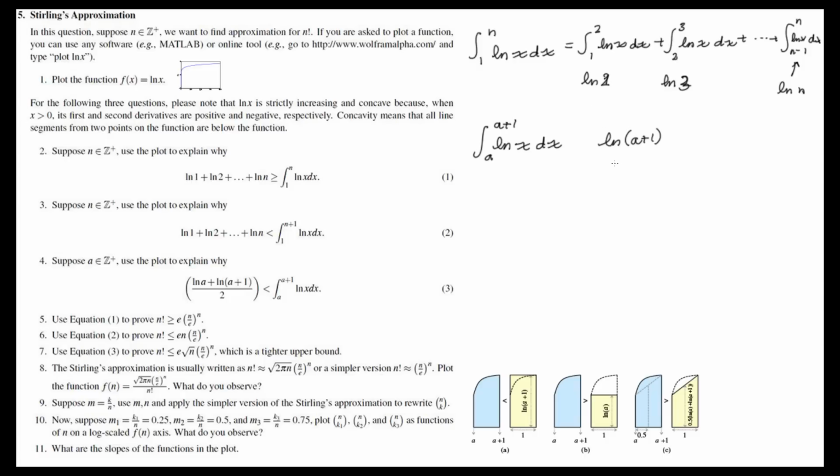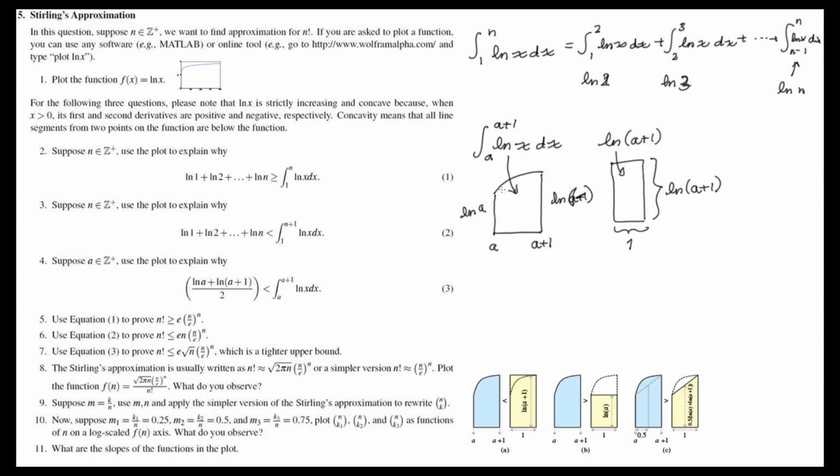Here we can draw the natural log of a plus 1 is this high, and this will be width 1. Then this has area natural log of a plus 1. Then we can plot the natural log of a plus 1 and natural log of a, and so this goes from a to a plus 1, and this will have area equal to the integral.